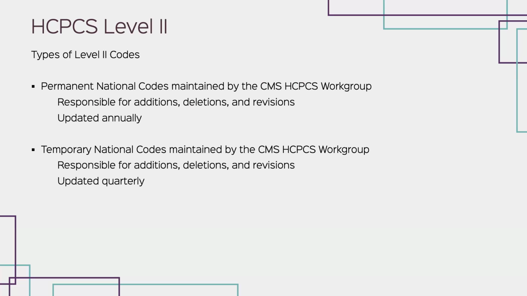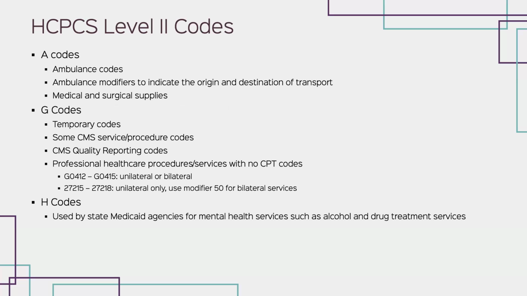So J1234, E7649, something along those lines. Your A codes are going to include transportation services, including ambulances, medical and surgical supplies, and any administrative, miscellaneous, and investigational codes. Your G codes will include professional services that will specifically apply to Medicare patients, and additional quality reporting codes.